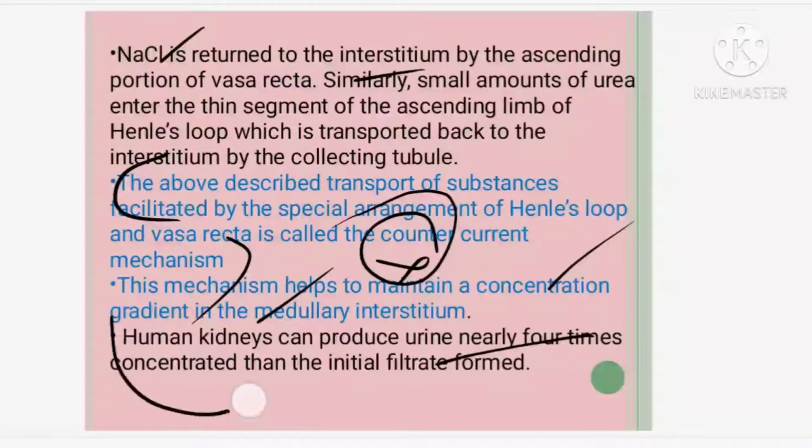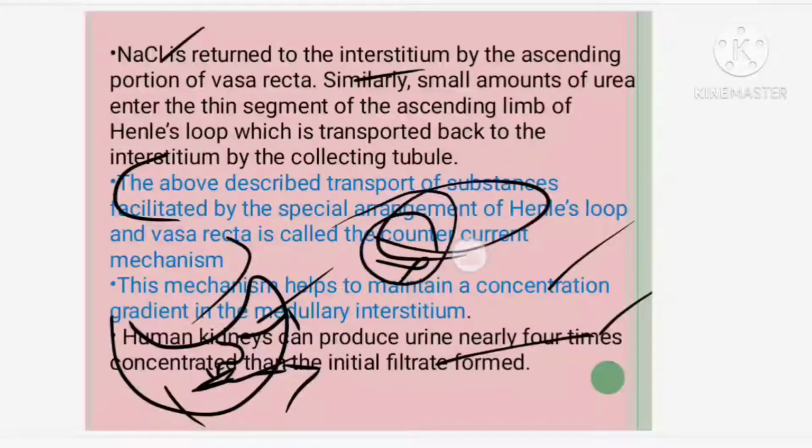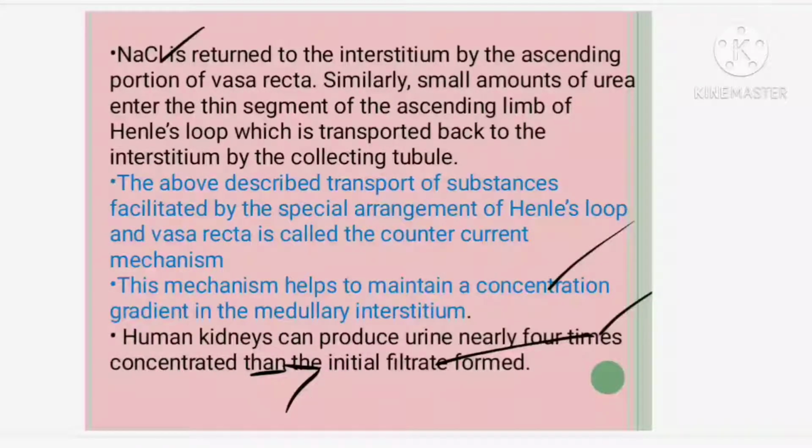So, the filtrate which we are getting from the Bowman's capsule, how many times is it concentrated? It is 4 times concentrated. If 100 ml is collected here, you can find 4 times less will be present in the filtrate which is coming out through the urinary bladder outside. So, they are concentrating the urine. For that, what is responsible? Countercurrent mechanism. And one more thing we discussed, similarly a small amount of urea enters the thin segment of the ascending limb.